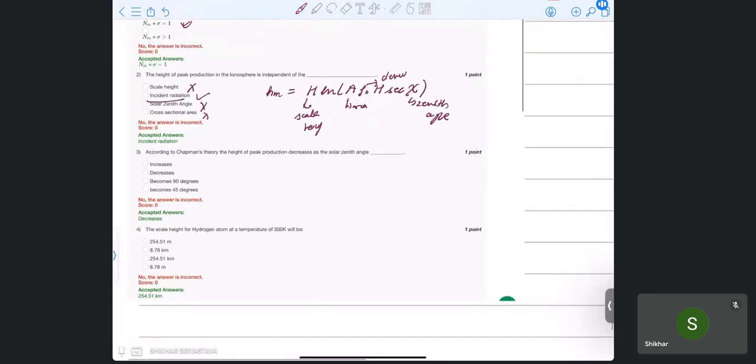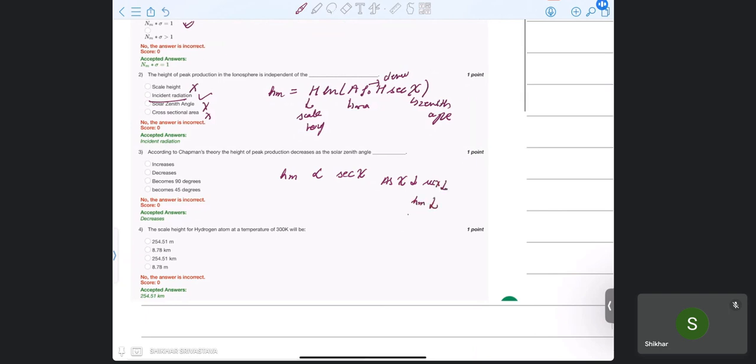According to Chapman's theory, the height of peak production is directly proportional to the sec of chi. So as chi decreases, sec of chi also decreases and your Hm will also decrease. The height of production decreases as chi decreases. So this is the right option.